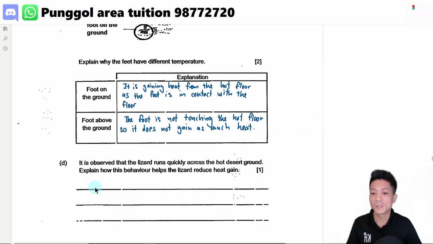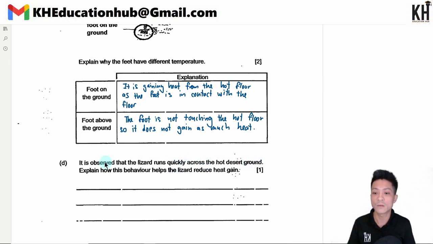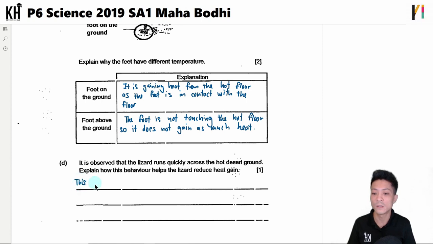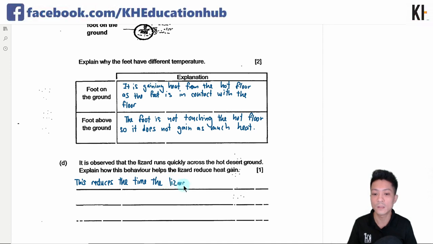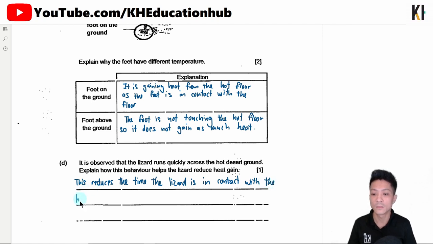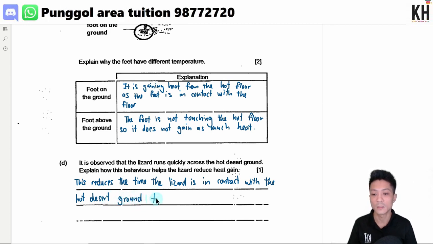Okay, part D, it is observed that the lizard runs quickly across the hot desert ground. Explain how this behavior helps the lizard to reduce heat gain. Okay, so this reduces the time the lizard is in contact with the hot desert ground to reduce heat gain.